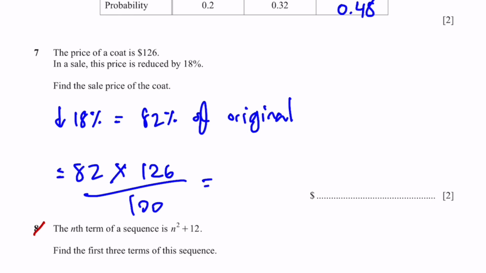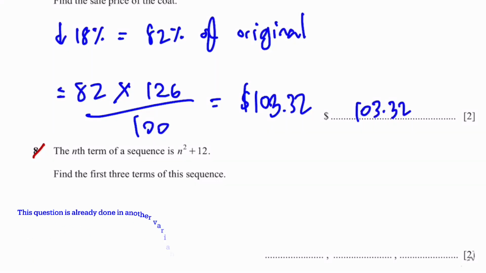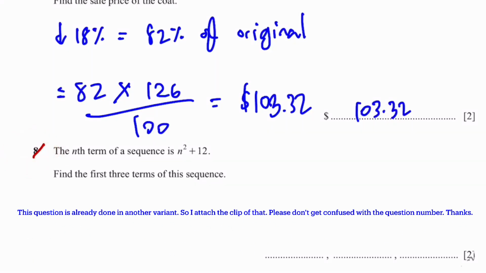And then let's use our calculator. 82 into 126 divided by 100. We get $103.32. That's the answer. This question 8 is also another question which has been done in the core paper, so I'll attach the clip in this video for you.